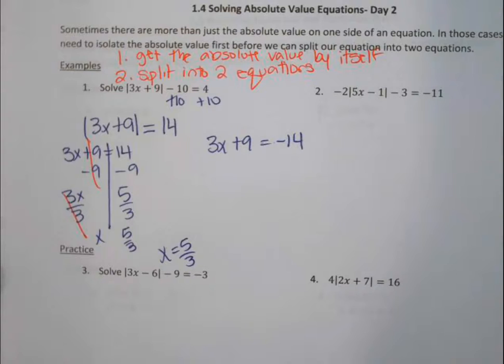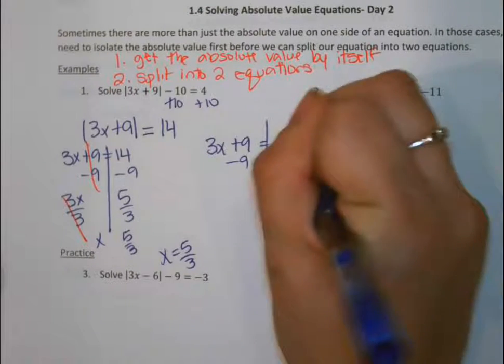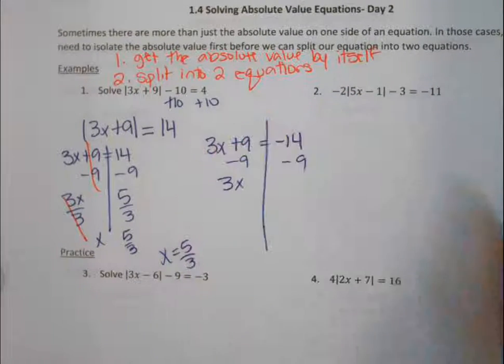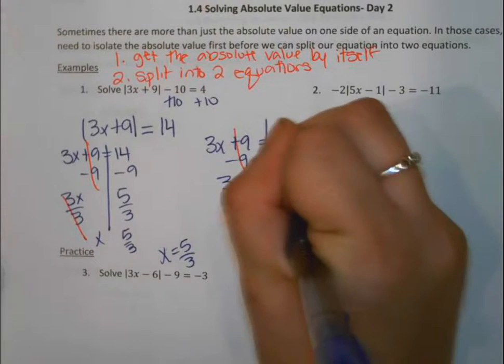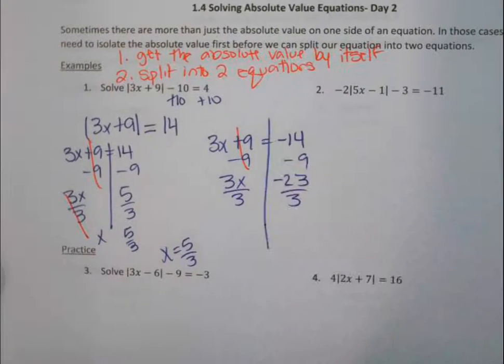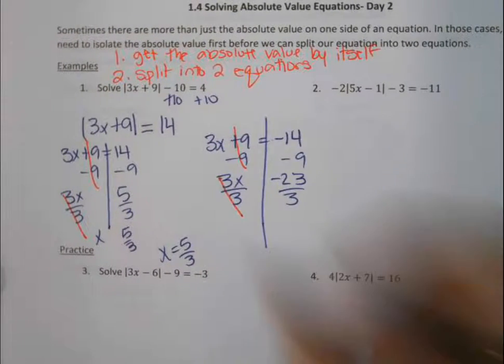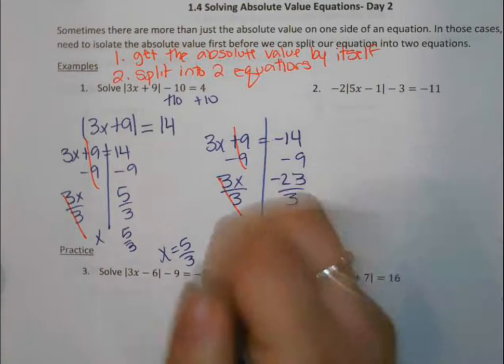I'm going to do the same thing for my second equation. I'm going to draw my line down the middle. Subtract 9 on both sides. I get 3x on the left. The 9s cancel out. This time I have negative 14 minus 9, which gives me negative 23. Then I'm going to divide by 3 on both sides. It cancels out on the left. I cannot do anything on the right, so I just have x equals negative 23/3.